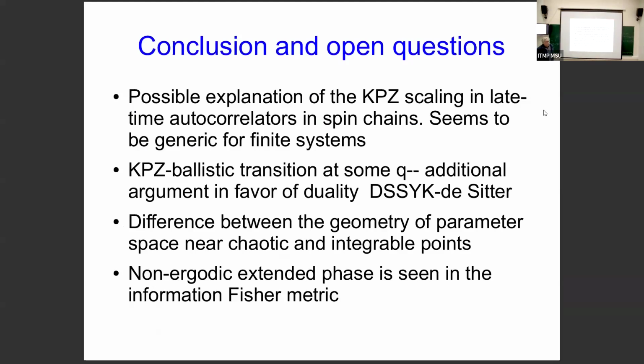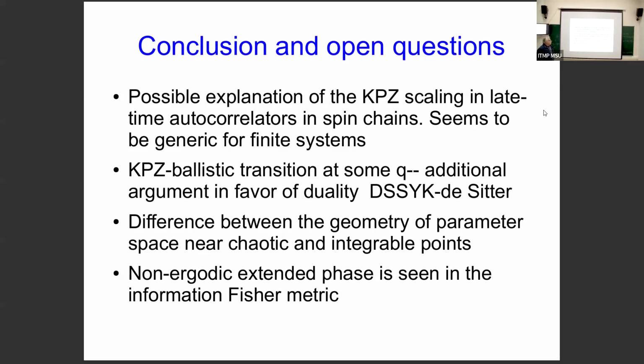Okay, so let me turn to the conclusion. First of all, we have a possible explanation of KPZ scaling for autocorrelators in the spin chain, and it seems that it's quite a generic situation for finite systems. So when we consider finite dimensional Hilbert spaces it is the same; for double scale SYK, we obtained a transition between KPZ scaling and ballistic.